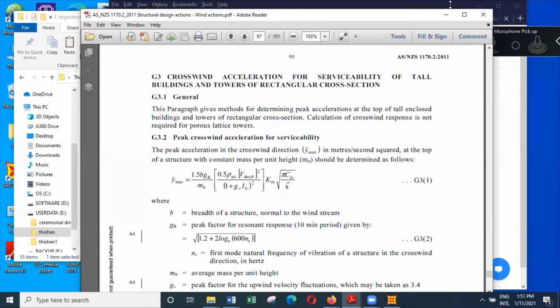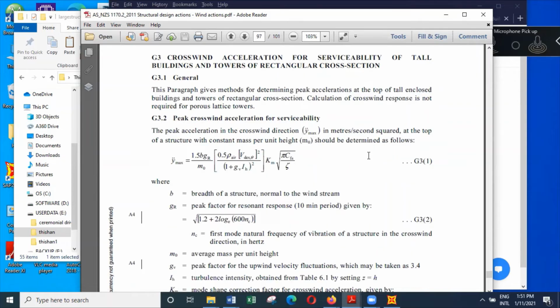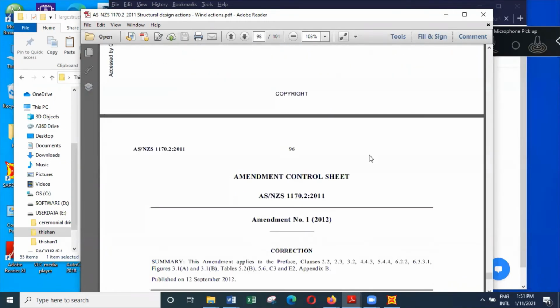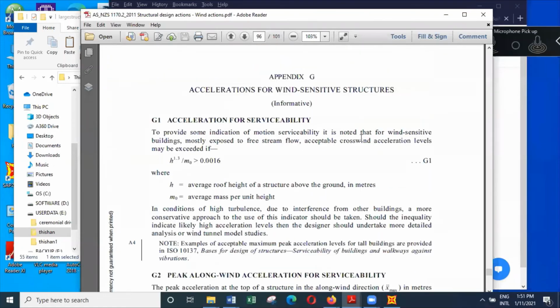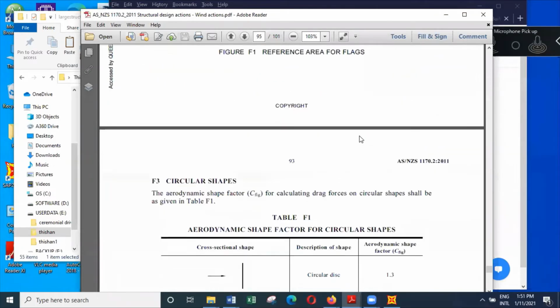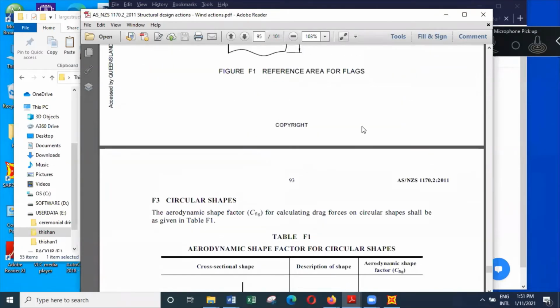So with this background, gathering information from this particular code, I prepared a small note so that we can use that note to get a better idea of how all these calculations can be performed.